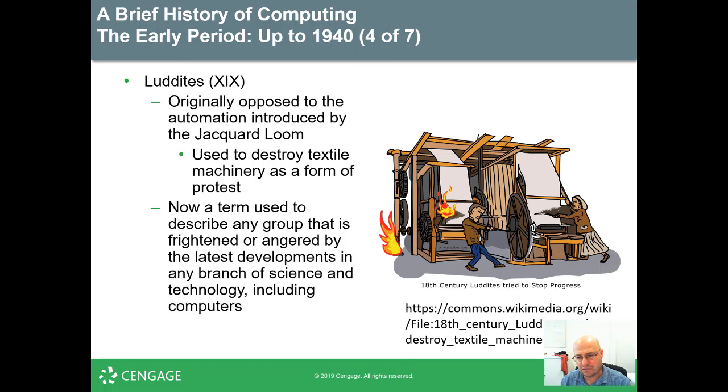Right. So if you're going to talk about the Industrial Revolution, we have to talk also about the Luddite movement. These were people originally opposed to the automation that started with the Jacquard loom, and they used to destroy the machinery as a form of protest. You can still find this term used today to describe any group that is frightened or angered by the latest developments in any branch of science and technology, including computers.